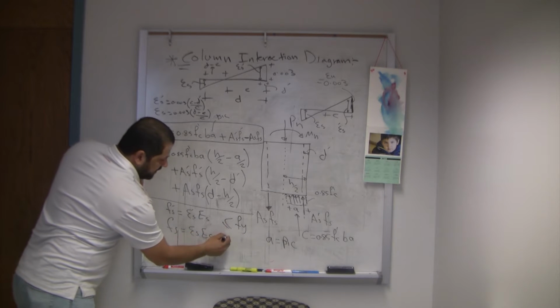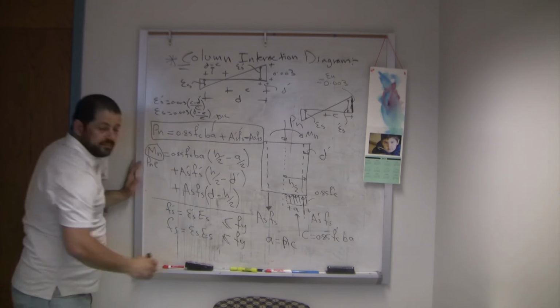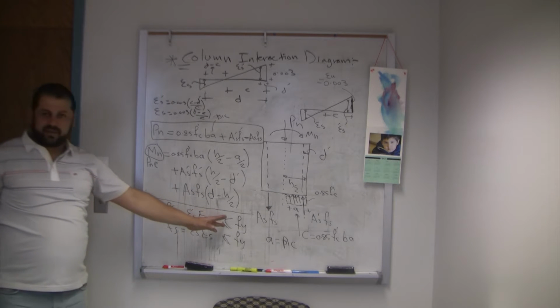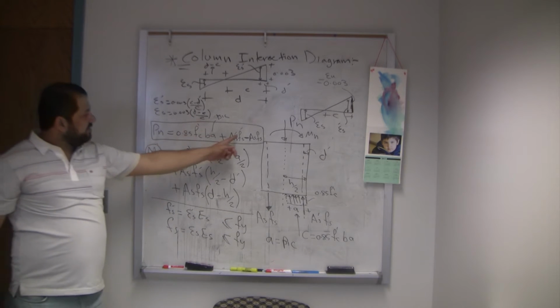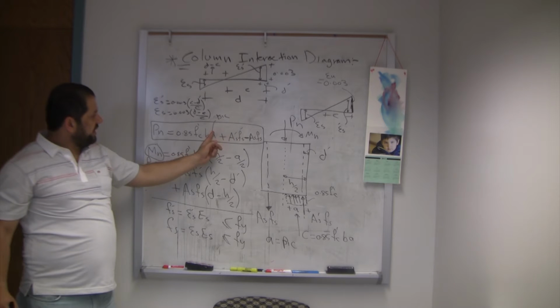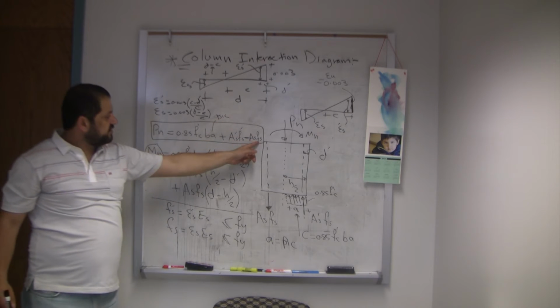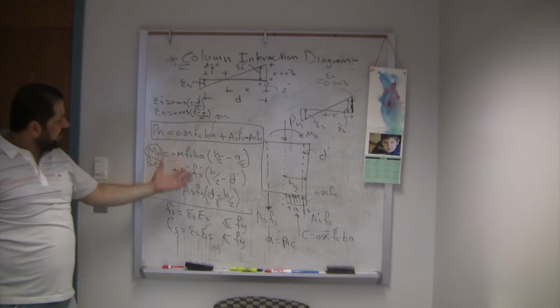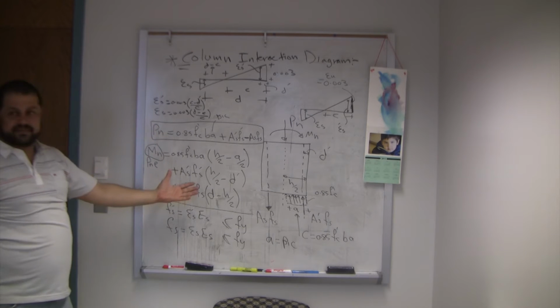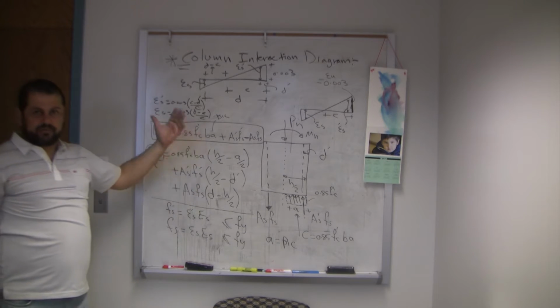If you get it more than Fy, it means the steel yields. Both are less than or equal to Fy. So Fs dash is also a function of C. A is a function of C. Fs is a function of C. As you can see, all can be related to Pn and C.